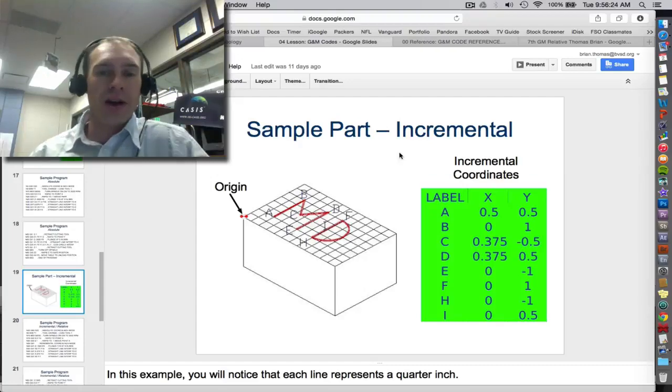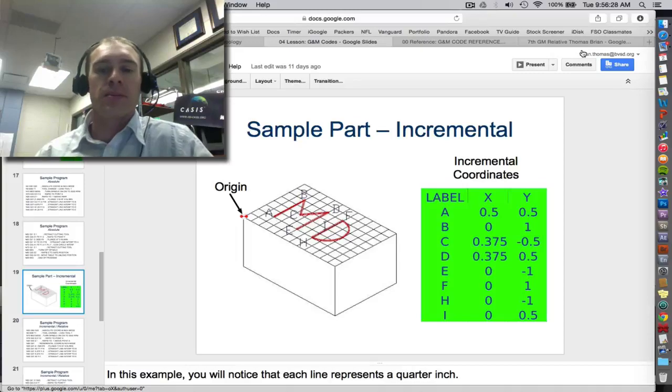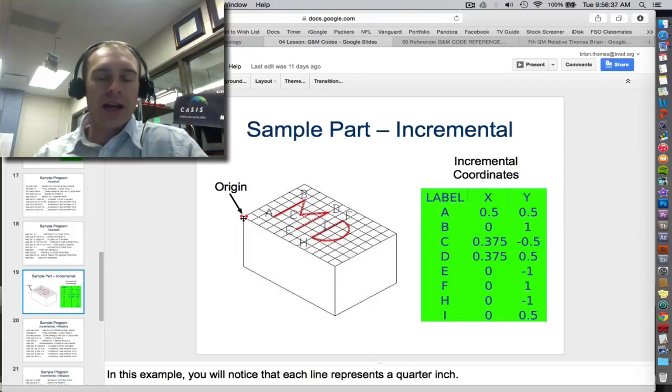So let's take a quick look at how you write code in incremental or relative. Those are two words that mean the same thing for our purposes. The first thing you need to do, once you make your design, is write down your coordinates. You'll notice that they're different in this case. Some people prefer doing relative because it's just moving from where you previously were to the next point.